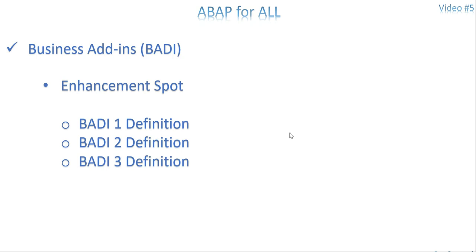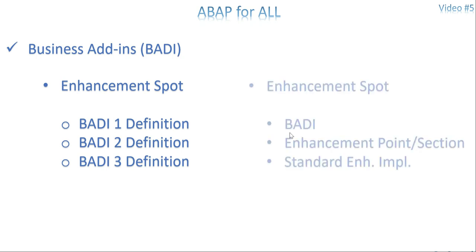So it's a one to n relationship. One enhancement spot can have n number of BAdIs. Okay, so BAdI 1, 2, 3 definitions, all BAdI designs. Whichever BAdI you want, you can choose it and do your implementation. And apart from that, an enhancement spot can have BAdIs, an enhancement point or section, and standard enhancement implementation. So all the enhancement things come under one category called enhancement spot.